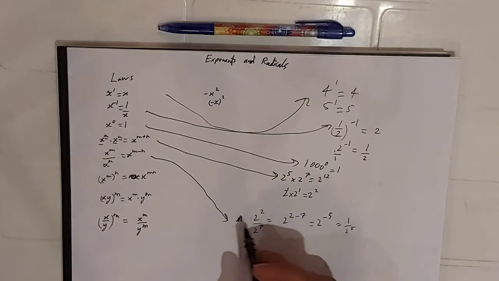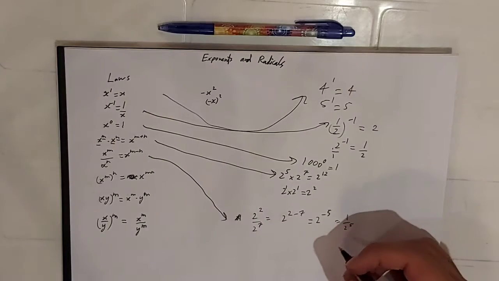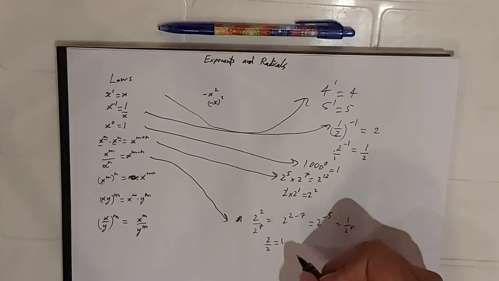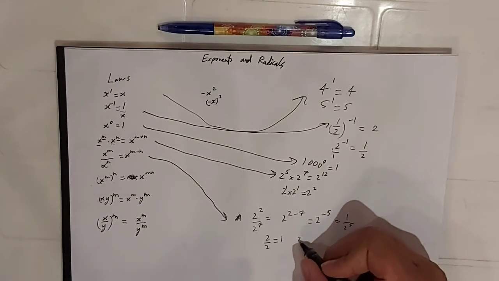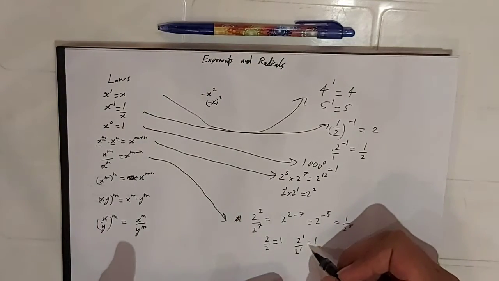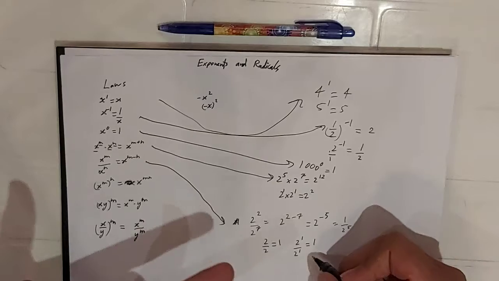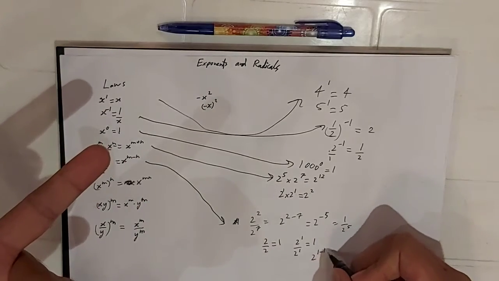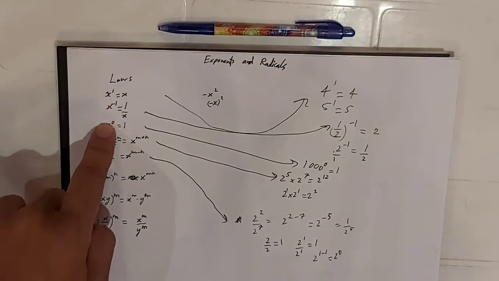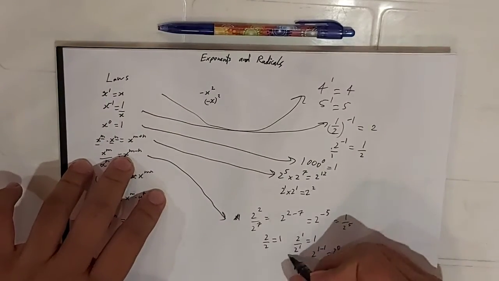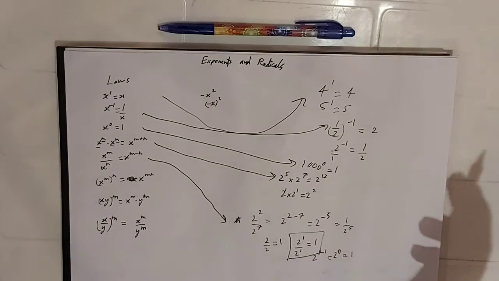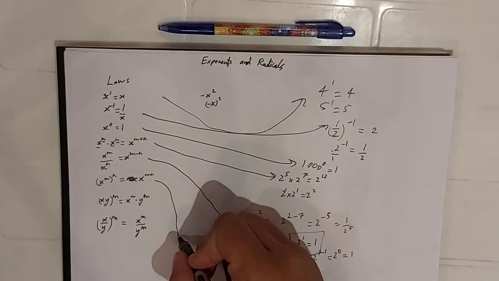An easy way to remember it is: 2 divided by 2 is equal to 1. So it's basically 2 to the power 1 divided by 2 to the power 1 is equal to 1. And so when you go 2 to the power 1 divided by 2 to the power minus 1, you get 2 to the power 1 minus 1, which is 2 to the power 0. Relating it to this rule, it becomes 1. So hence you get this.